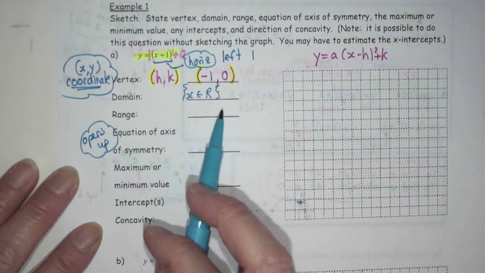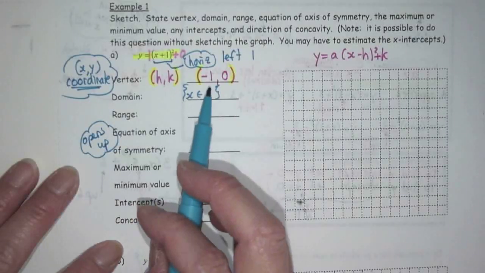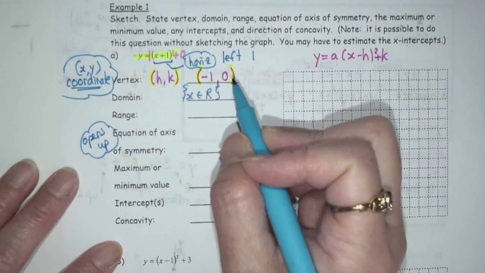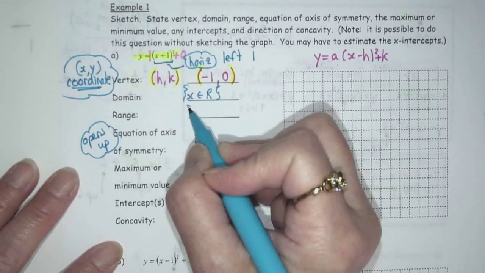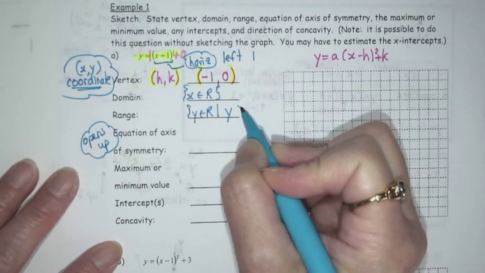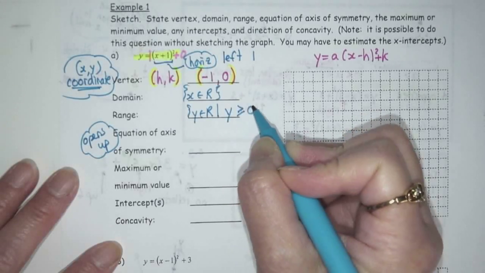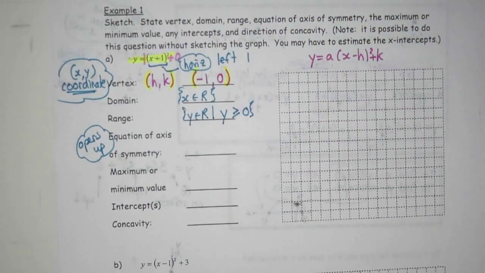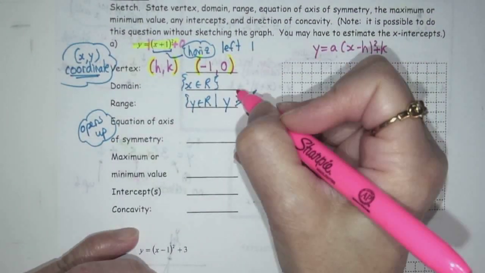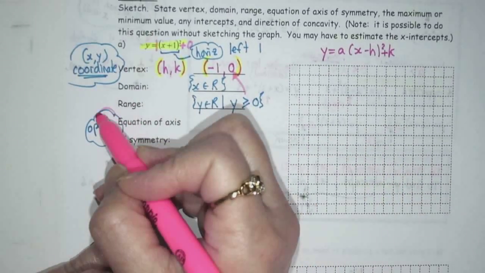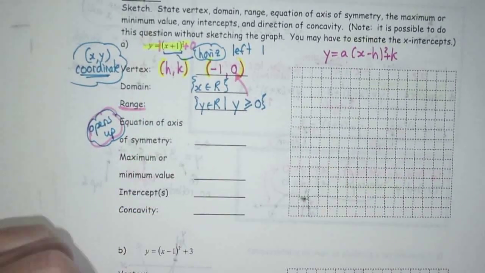So if it opens up, and I know that my vertex is at (-1, 0), my range starts at the y value. So here, we're going to get y is an element of real such that y is greater than or equal to 0. So it starts at the vertex. We always look here at the vertex. So that would come from my vertex. It's at 0 and it's opening up, and we look at that for the range.